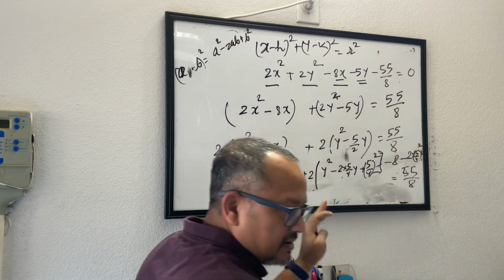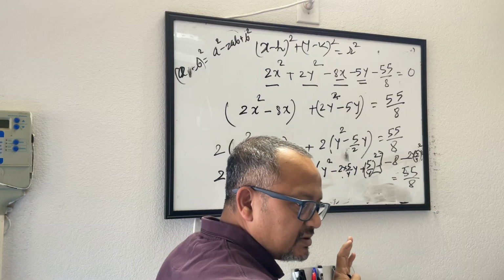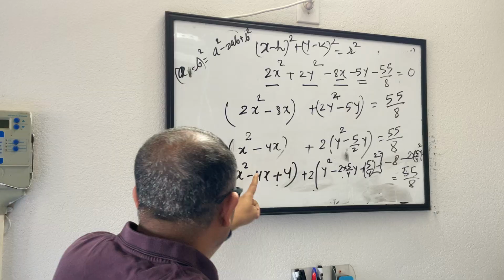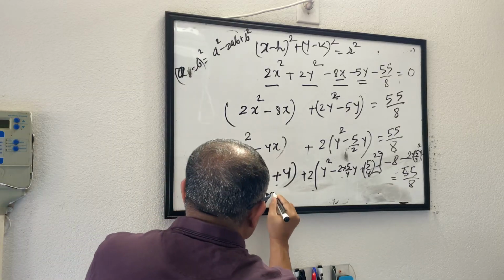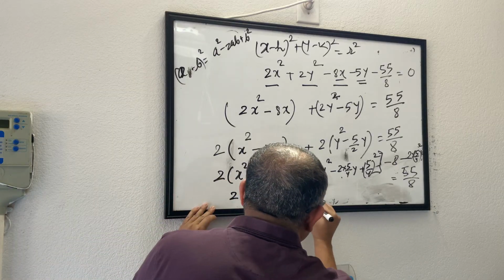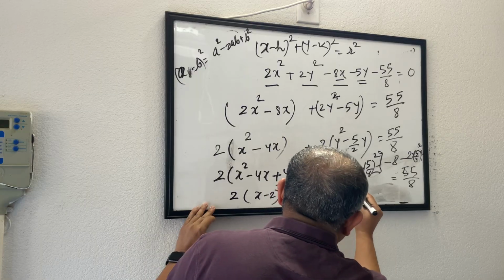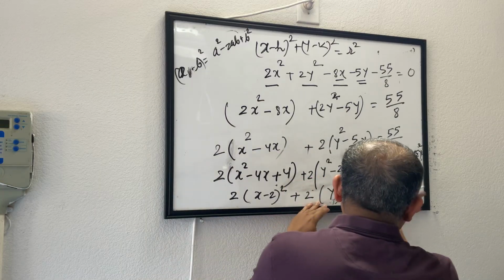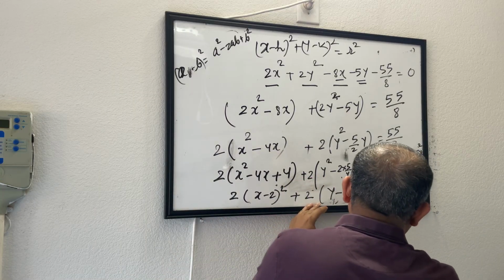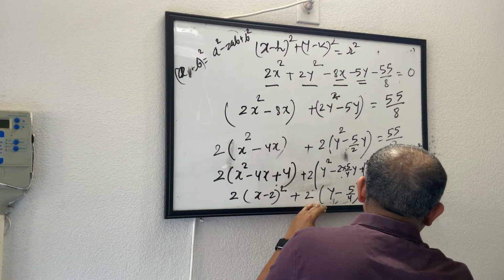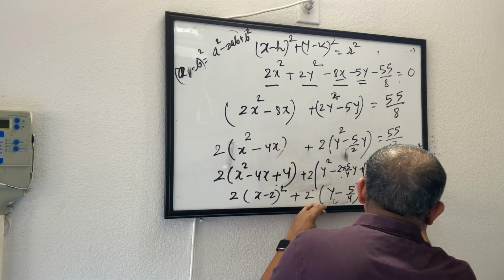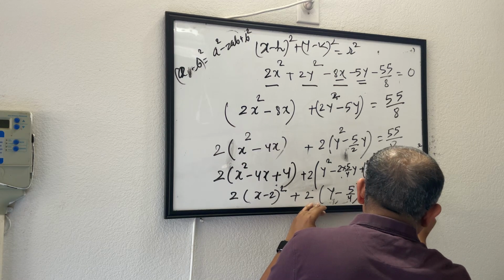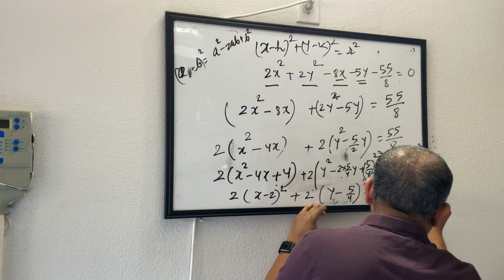Okay. Does it make sense, Ritika? I understood now. Okay. Now, so this became 2 times x minus 2 square plus 2 times y minus 5 by 4 square equal to, and then you have to add these things also, minus 8 minus 2 into 5 square by 16. So 5 square is 25 by 16. So this became 25 over 8 equal to 55 over 8.